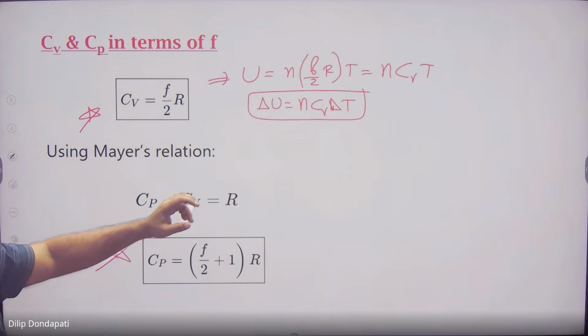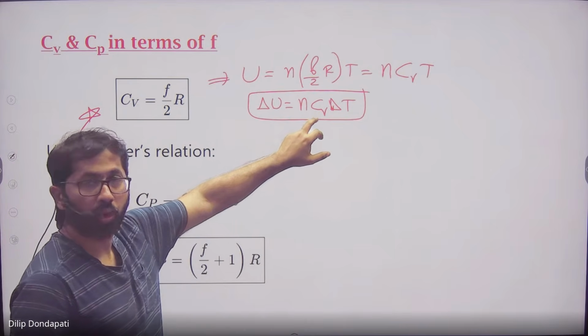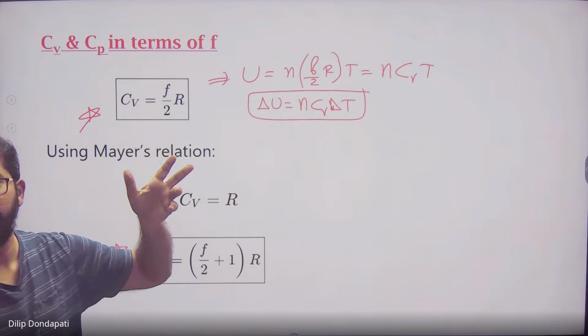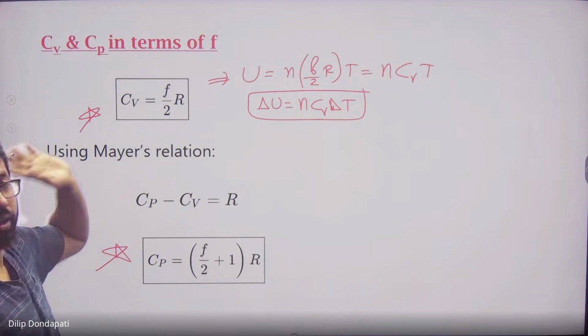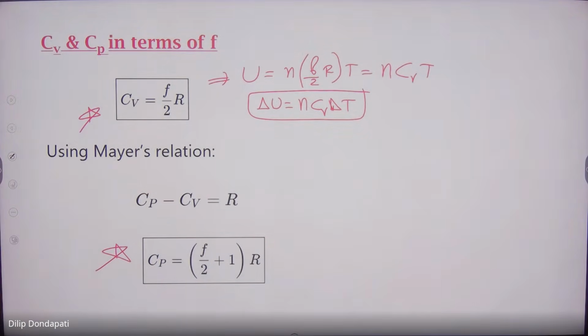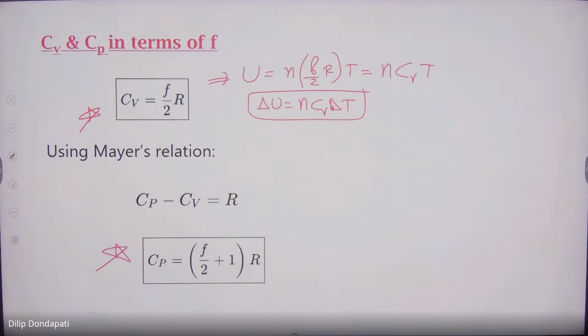NCV delta T. Look, it depends only on the molar specific heat capacity at constant volume. Whatever the pressure, whatever changes, you have to use CV. And CV is nothing but F by 2 R. So obviously the formula NCV delta T you have to learn always.